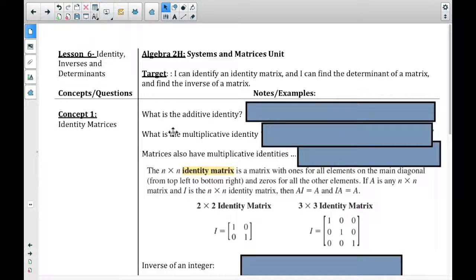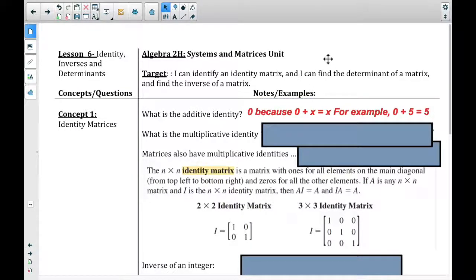First of all, before we get into matrices, let's think about, do you remember what is the additive identity and what is the multiplicative identity? Those two phrases mean what number could you add to something that doesn't change the number, and what number could you multiply times something that doesn't change the number. So hopefully we all remember what those are.